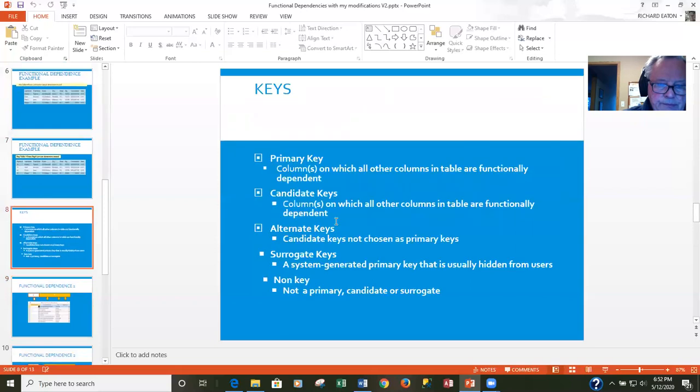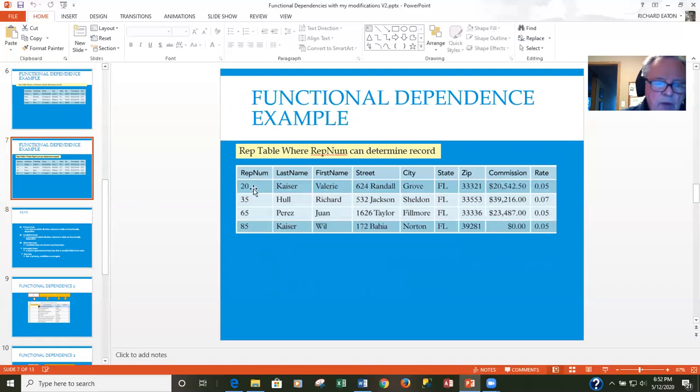Candidate keys. There are times when you have two columns that have essentially the same attributes. The definition of a candidate key here is columns on which all other columns in a table are functionally dependent. It's the same as a primary key. An example of that might be, in this case, I might have a rep num value, and then I might have a social security number, and I might also have, say, an email address. And in each of those cases, they could all be considered primary keys, since social security numbers aren't duplicated and email addresses aren't duplicated.